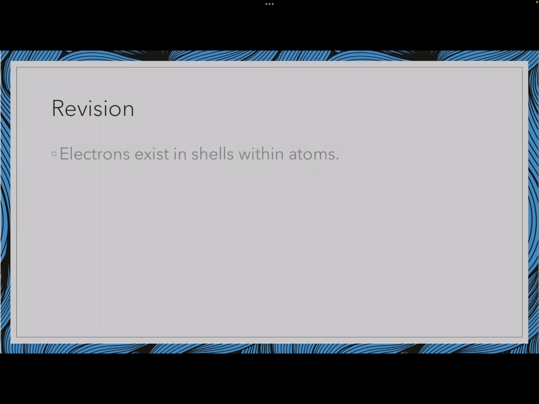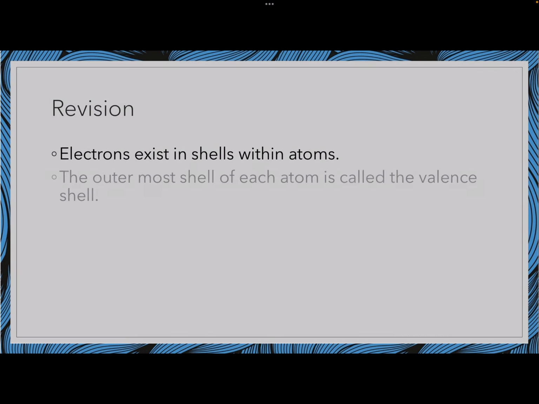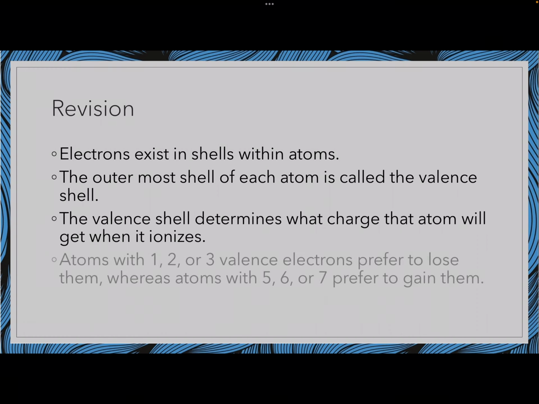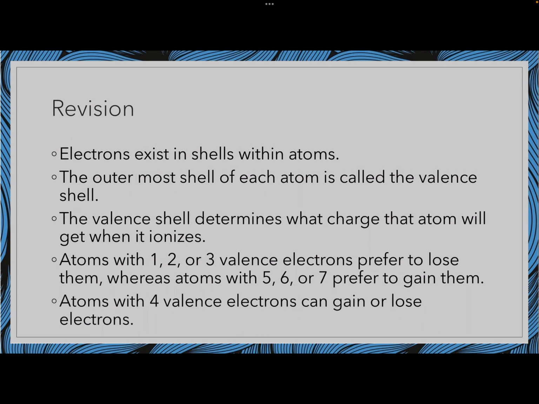So electrons exist in shells within atoms. Now, the outermost shell is called a valence shell, and the valence shell determines the charge the atom will get when it ionizes. So it will determine whether it goes to plus or minus and how many are lost and gained. Atoms with 1, 2, or 3 valence electrons prefer to lose them, whereas atoms with 5, 6, or 7 prefer to gain them. And those with 4 can either gain or lose electrons.